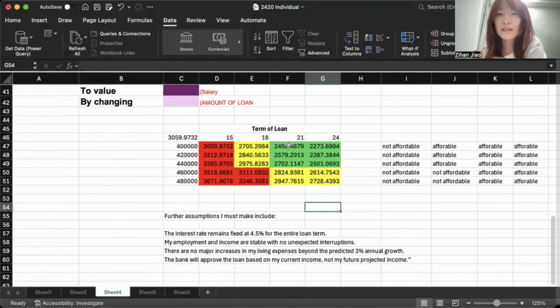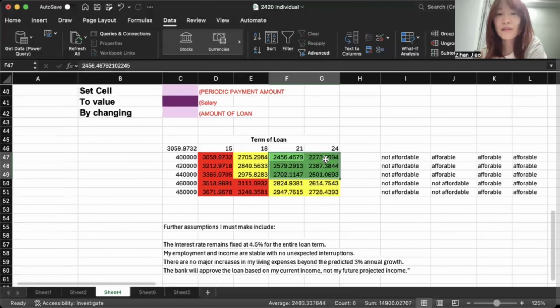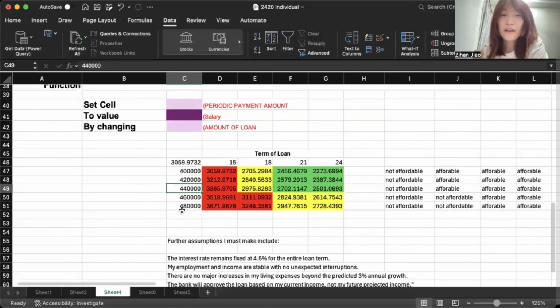So these 6 combinations of payment are what we can choose. The term of loan is 21 and 24 years, and the amount of loan is not beyond 440,000 RM.